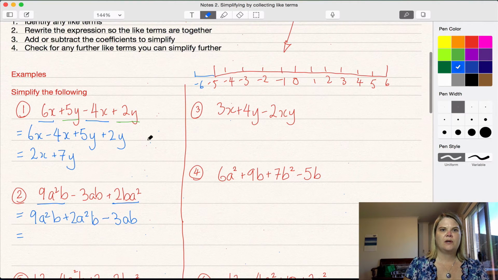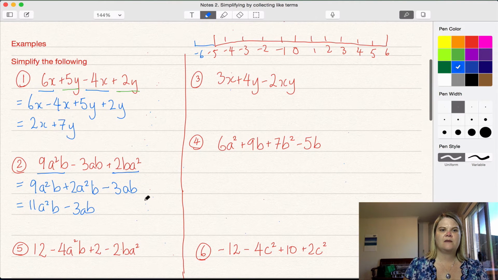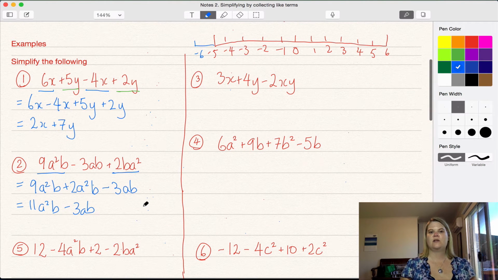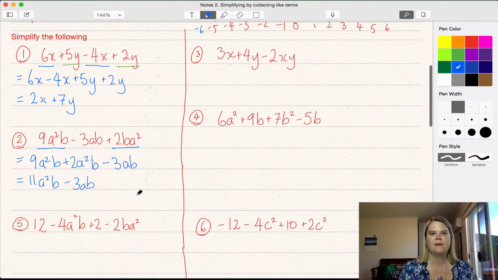Step 3 is to add or subtract the coefficients. We've got 9a squared b plus 2a squared b makes 11a squared b, and we leave the minus 3ab on the end. Step 4 is to check if we can simplify any further. We've got an a squared b term and an ab term. They're not like terms, so we can't simplify any further.